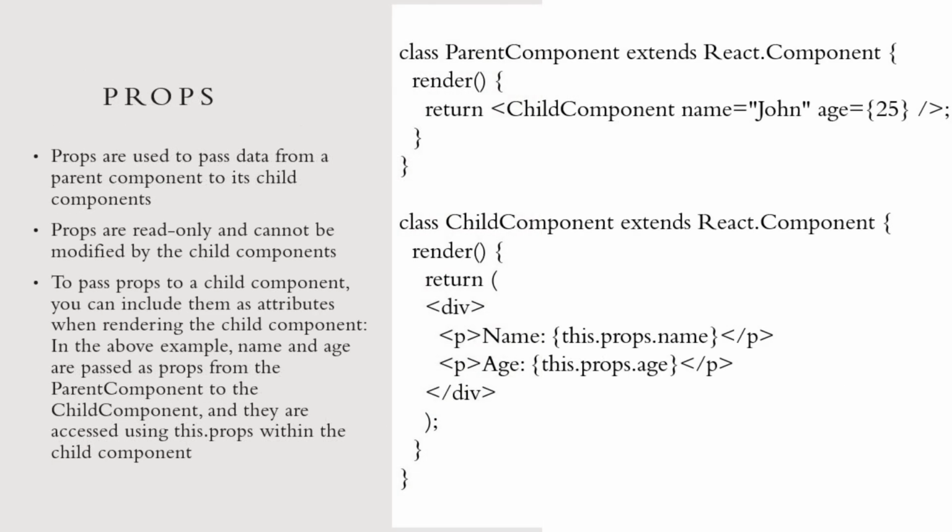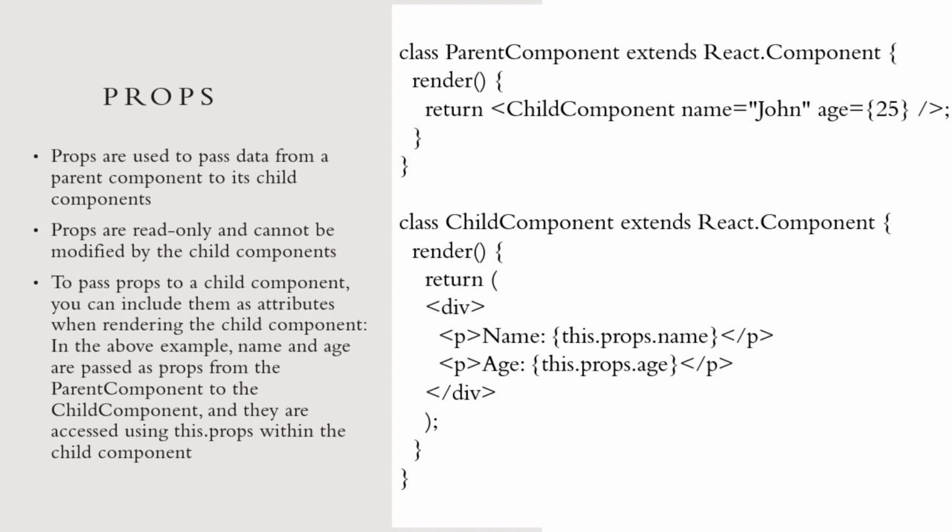Props. Props are used to pass data from a parent component to its child components. Props are read-only and cannot be modified by the child components. To pass props to a child component, you can include them as attributes when rendering the child component.